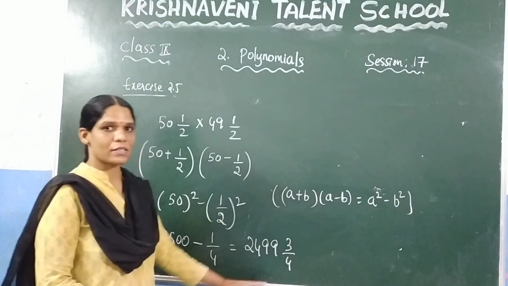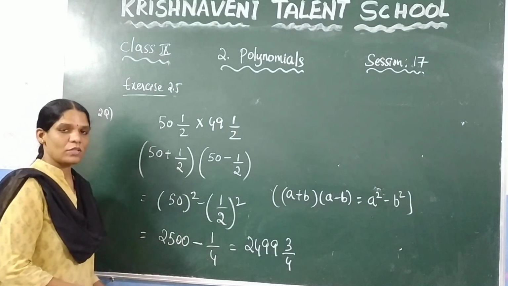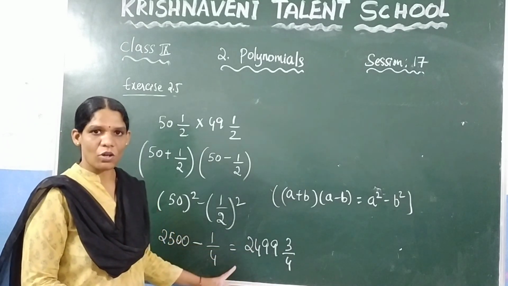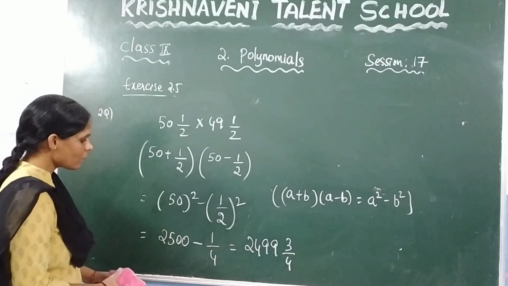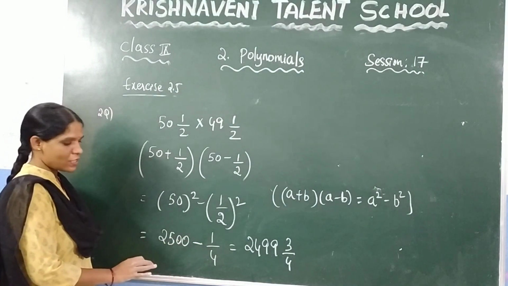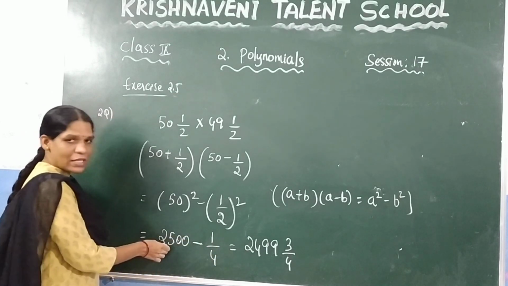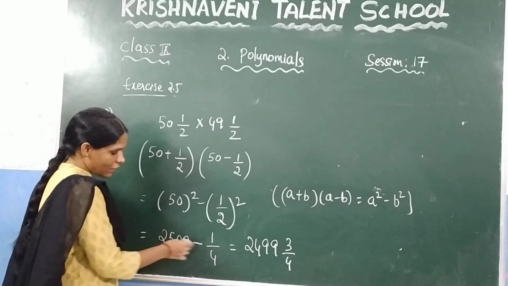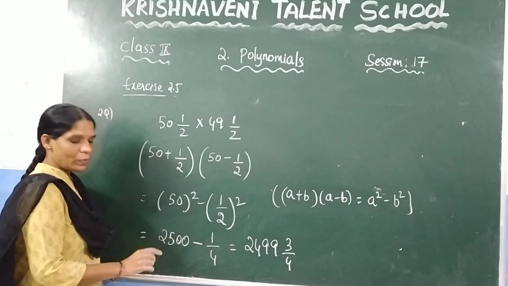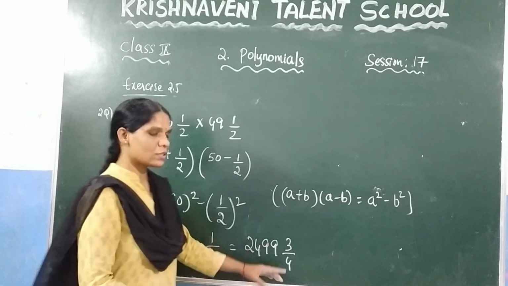This I have written directly, or you can take the LCM, or if you subtract, you have to change it again into the mixed fraction. It will be a long process. Again, what I have done here: 2500 minus 1 by 4. So how do you subtract here? Here there are 4 parts, among which I have subtracted 1 part: 2500 minus 1, which gives you 2499. And how many parts will be left out if you take 1 part? 3 parts will be left out. So I have written here 3 by 4.